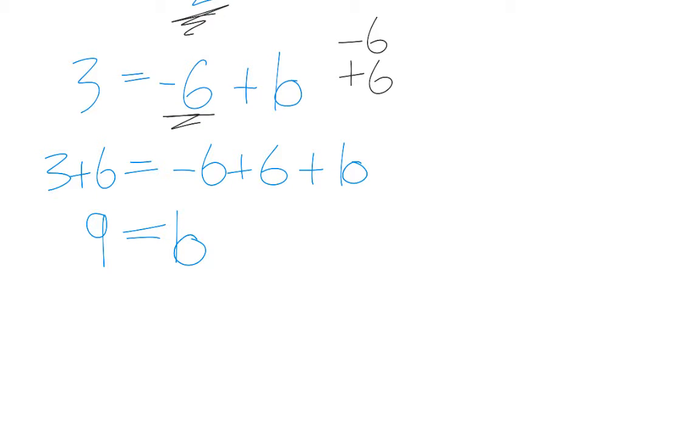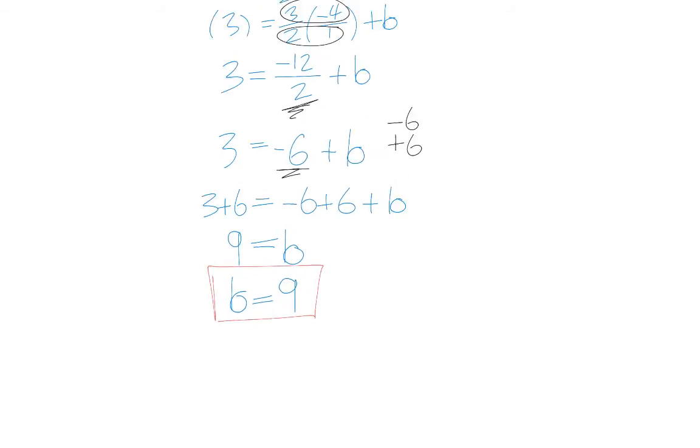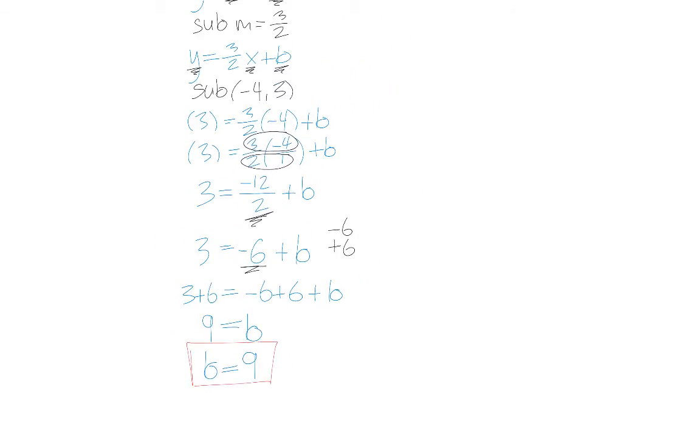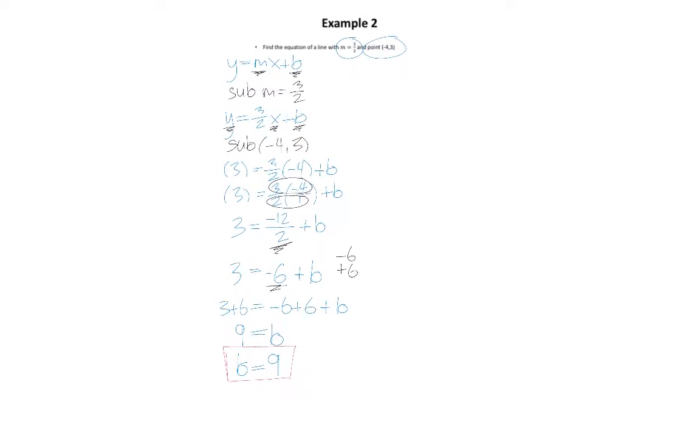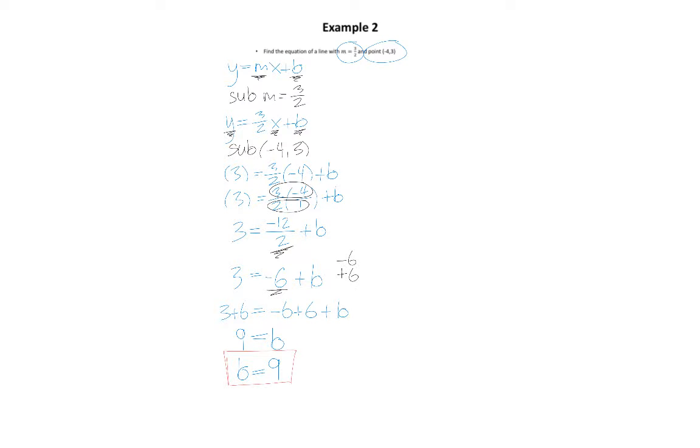Now, we read from left to right, so I'm going to switch this around. So b is equal to 9. Since I've just figured out the y-intercept, and I already know what the slope is, since that was given in the original question, I can write the equation of my line.